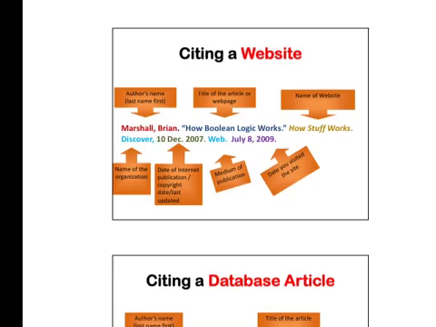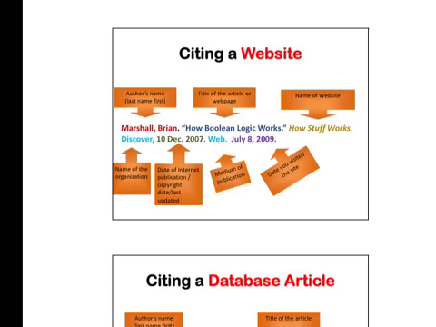When citing a website, you might have to hunt around a little bit to find this information. It's not going to be so easy as the title page and verso of, say, a book or an encyclopedia. Here, your best bet is to look at the About section of a website and try to find the publication information. But usually when you find an article, it'll say at the top whether there is an author or not. In this case, we have Brian Marshall writing an article called How Boolean Logic Works, which is in quotation marks because it is a short article.